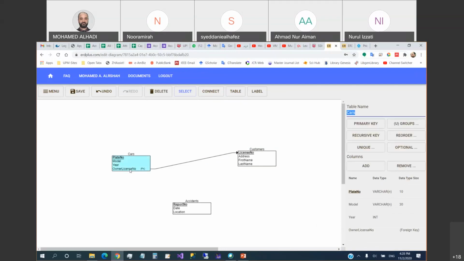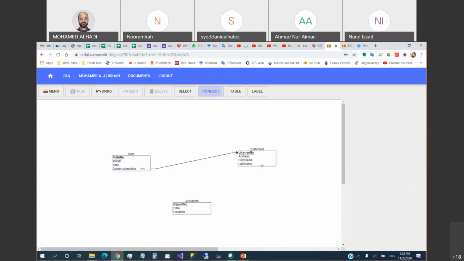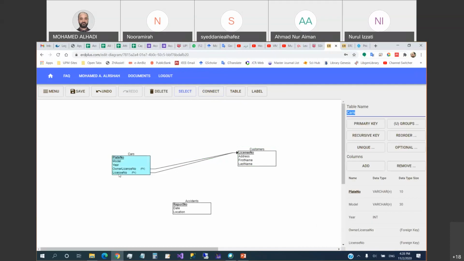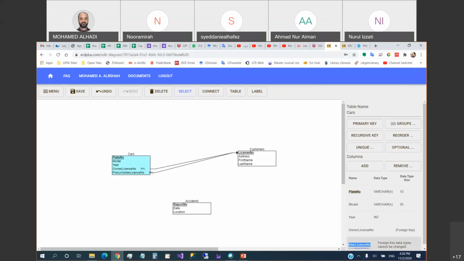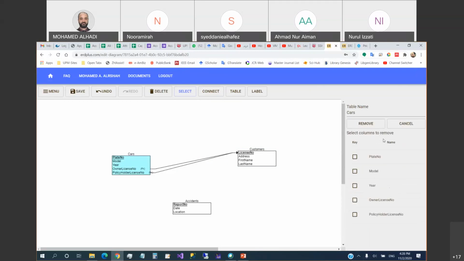Also, if we want to insert another relation between these two tables, we will see another field here. In this case, this field is going to be the policy holder license number, which is also a foreign key. But because this one is not explained in our description, I'm going to remove this. Okay, guys? I just want to show you how it could be done.